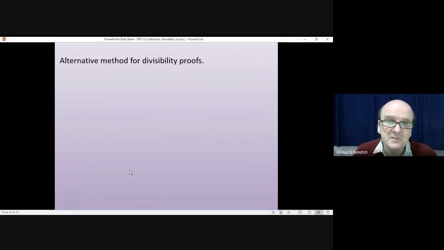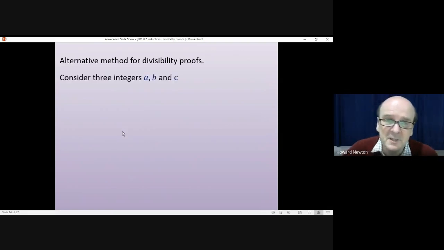Now, there's an alternative method for doing divisibility proofs. I say alternative. The truth is the method we've just been doing is probably the alternative method. It's the method I think I was taught at school when I did A-level, but looking at textbooks, it does not seem to be the standard method. What I'm about to show you now is, I think, the standard method for divisibility proofs. And I think that this method probably is slightly easier for most questions, but not necessarily all questions.